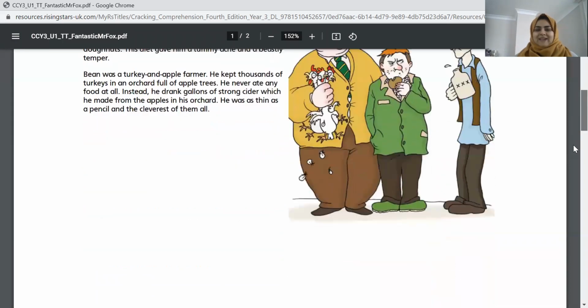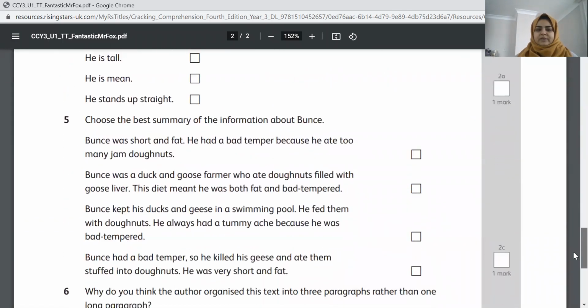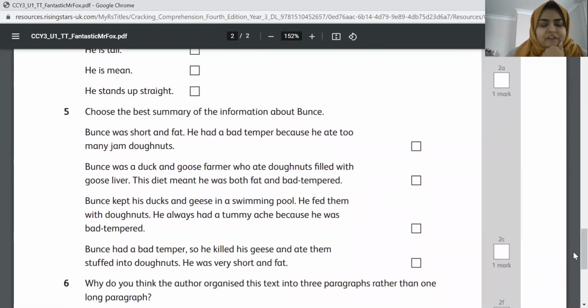So when I go back down to question number 5, the first statement says Bunce was short and fat. He had a bad temper because he ate too many jam donuts. Do you think that is a correct summary? No, because nowhere in that paragraph does it talk about Bunce having jam donuts. We know he has goose liver donuts. He fills his donuts up with goose liver paste. So we know that isn't correct.